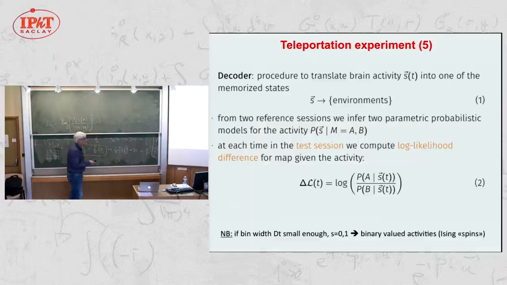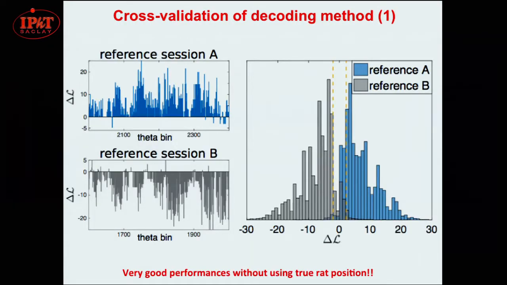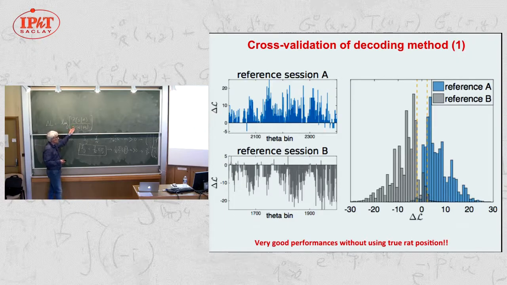Okay? So in the training session, when the rat is in A, then delta L should be strong and positive, and when it's in B, it should be strong and negative. And this is what you get here. So you train the models from a part of your recordings in one session, and then you test on the other part to avoid overfitting. And this is what you get.